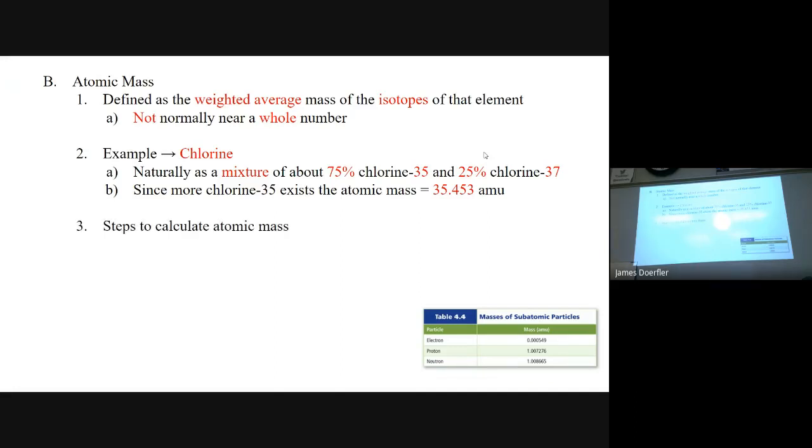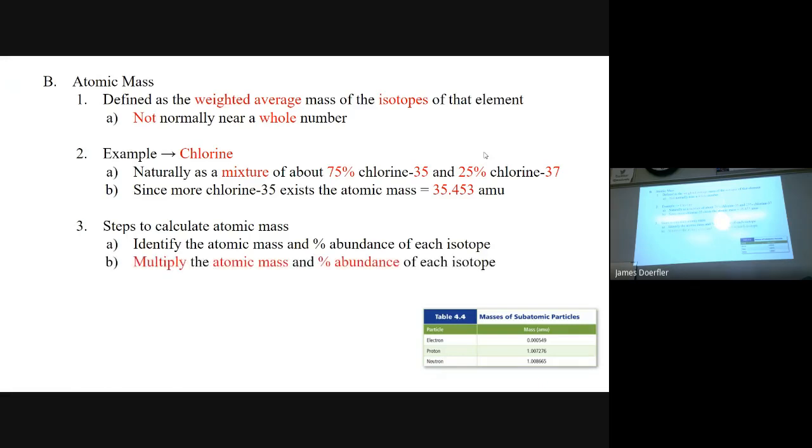So how do we go about solving this? Well, first, we have to know the atomic mass as well as the percent abundance for each isotope of a particular element. That will usually be given to you. Next, we multiply the atomic mass by its respective relative abundance in percent.